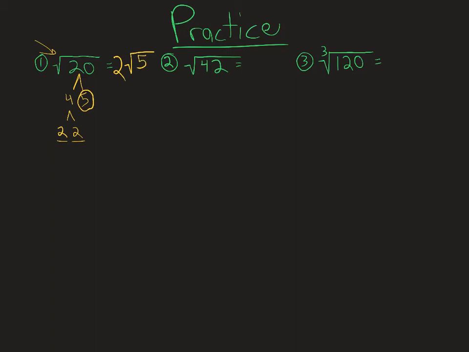All right, second one, 42. Again, a square root. 6 times 7. And 6 is just 2 times 3. No pairs of anything. I can't do anything to simplify radical 42.